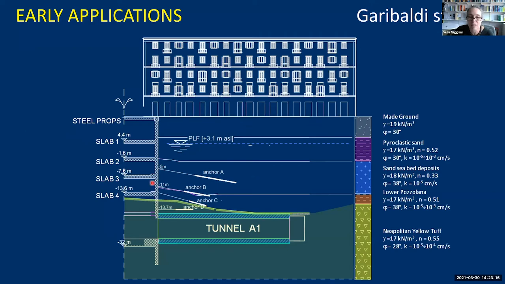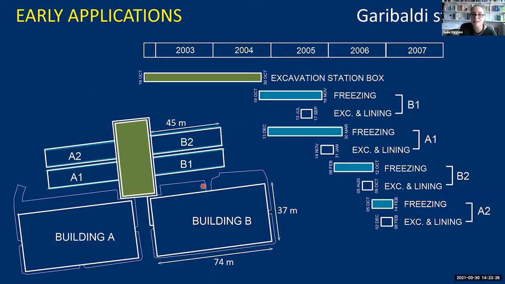But I haven't shown in this picture, for clarity, the inclined passageways that run into the sands, and so they also need artificial ground freezing for static purposes. Now, this slide summarizes the main construction phases of Garibaldi Station.